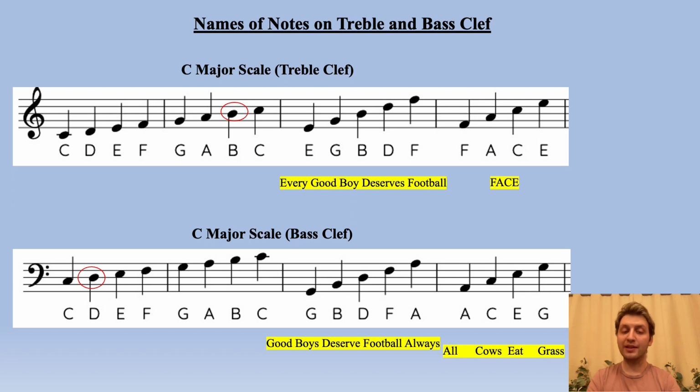So using the bass clef, we have G, B, D, F, A for the notes on the lines. And a similar football rhyme for that is good boys deserve football always. You could use fudge if you weren't into football. And A, C, E, G are the names of the notes that are in the spaces on the bass clef. And a simple rhyme for that is all cows eat grass.